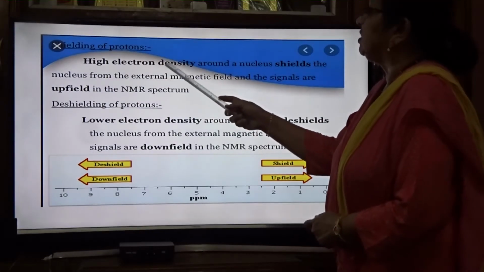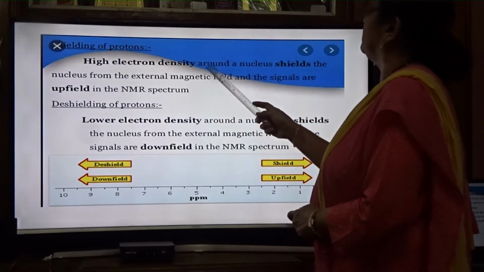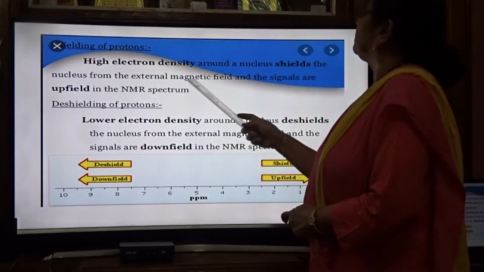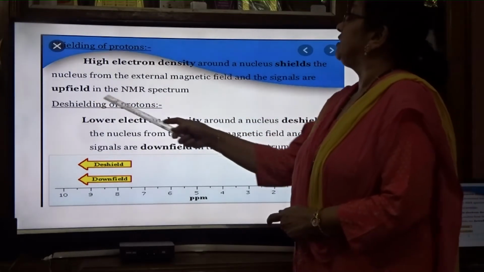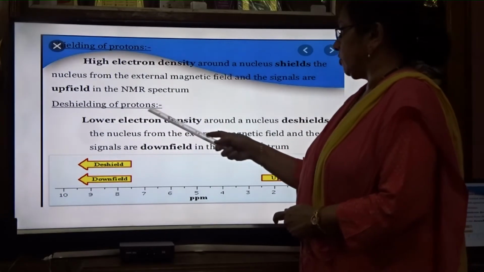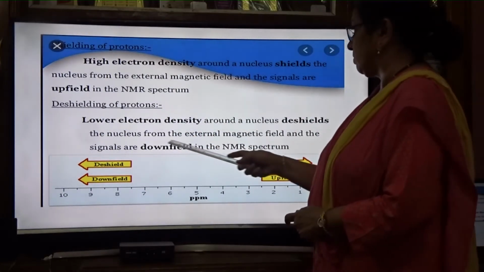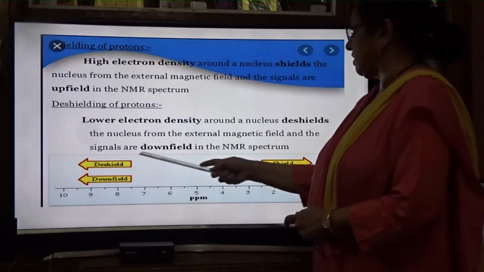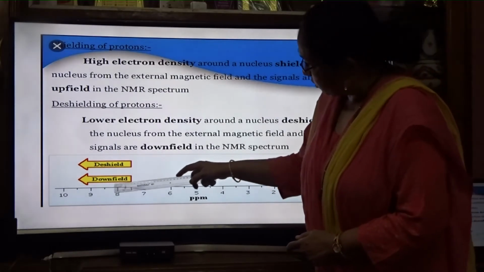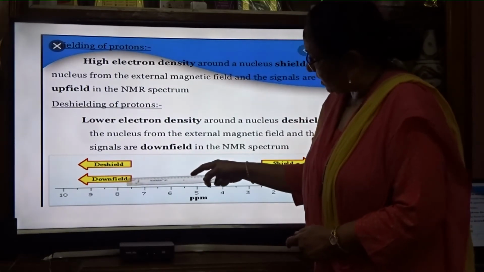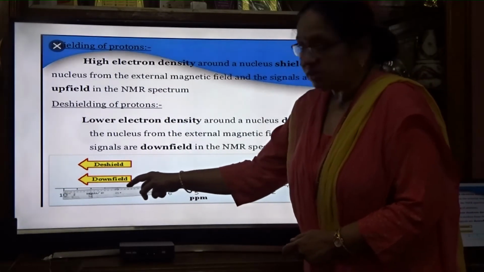Shielding and deshielding of protons: higher electron density around a nucleus shields the nucleus from the external magnetic field, and signals are upfield in the NMR spectrum. Deshielding of protons: lower electron density around a nucleus deshields it from the external magnetic field, and the signals are downfield. So if it is shifting to this side, it is known as downfield. When deshielding of a proton takes place, it moves downfield, that means towards 10.